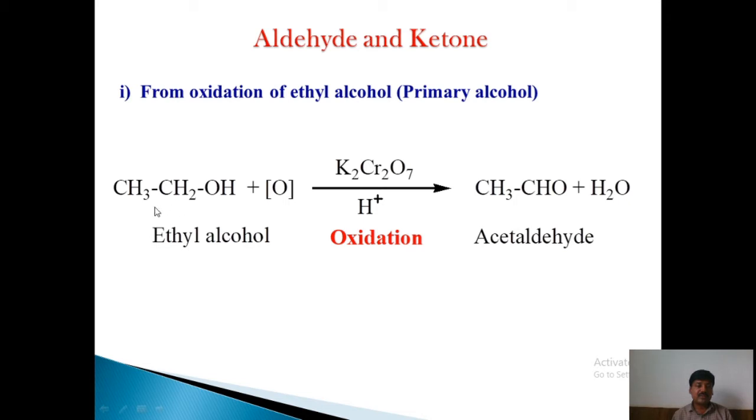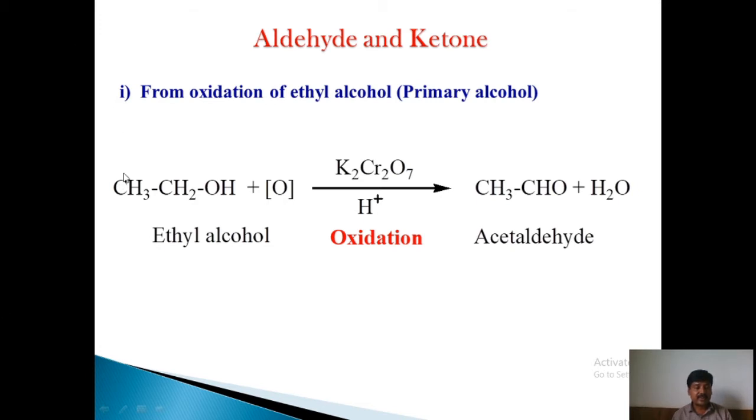Here ethyl alcohol, this is an example of a primary alcohol because this hydroxyl group is attached to a primary carbon, so it is called a primary alcohol. Here we have to do oxidation of alcohol. So what is oxidation? There are actually four definitions. Number one, loss of electron. Second, addition of oxygen. Third, loss of hydrogen. And last one, addition of oxygen and removal of hydrogen simultaneously.